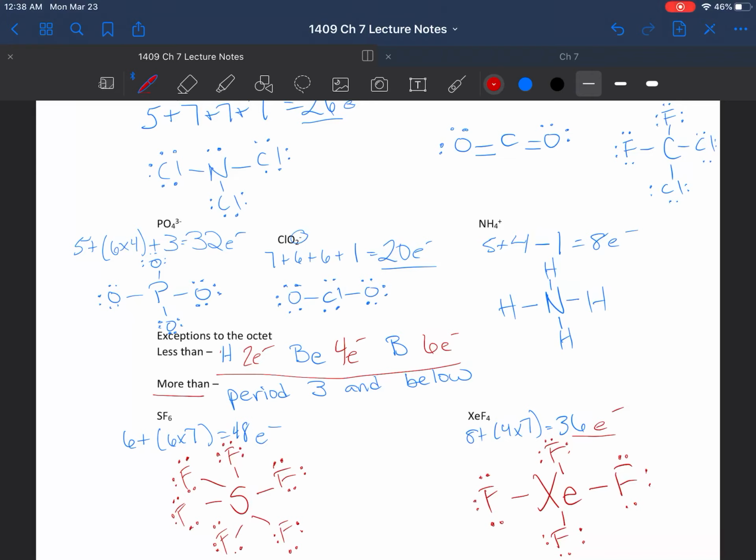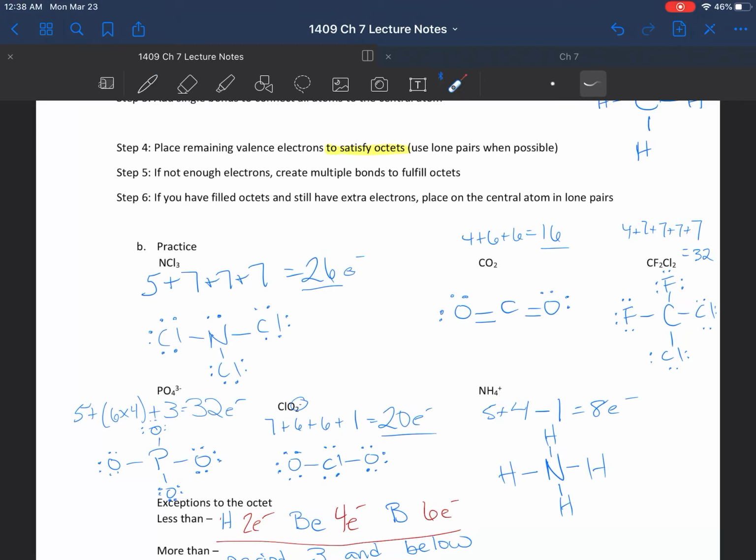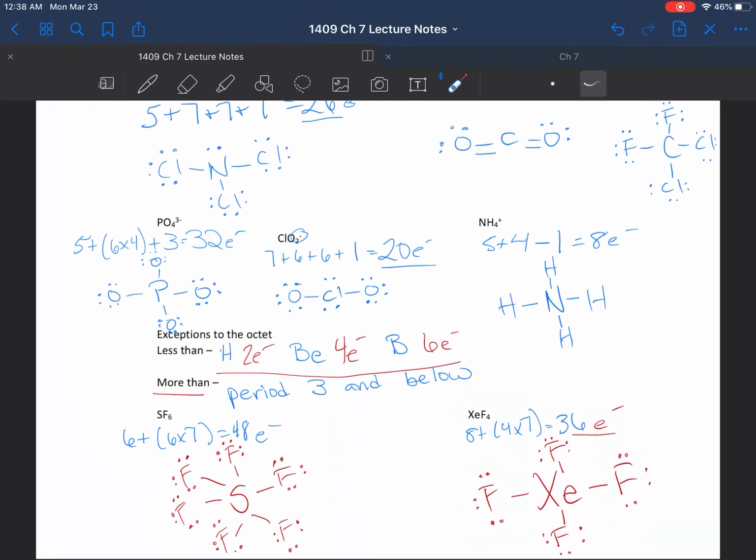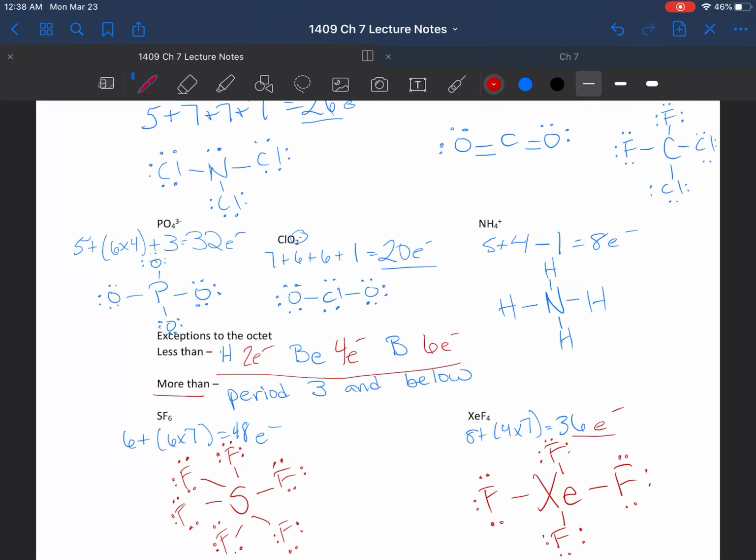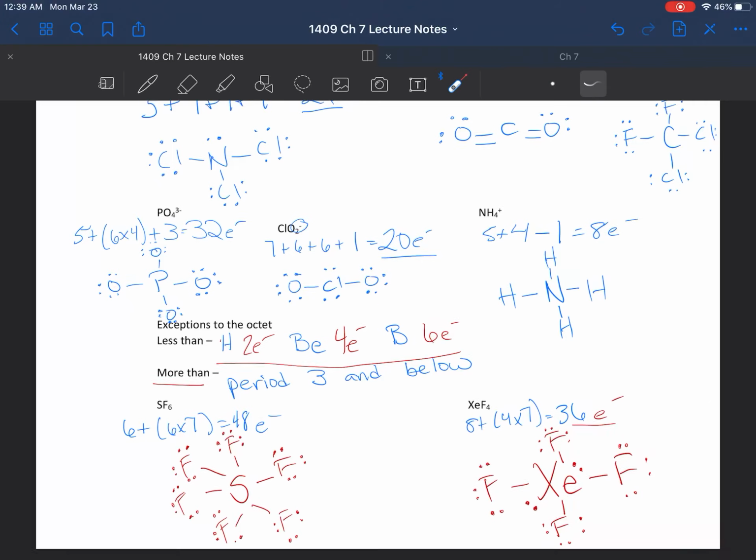Everybody has a full octet. The fluorines all have 8, xenon has 8. Go back up here to step 6. Take a look at this. If you have filled your octets and have extra electrons, place extra on the central atom in lone pairs. So we have 4 extra electrons. We are going to place them in lone pairs, so 34 and 36. Place them on that central atom and do your best to make it not look like it belongs to one of the fluorines. Now, everybody has a full octet. The extra electrons are placed on the central atom. That is a valid Lewis structure.